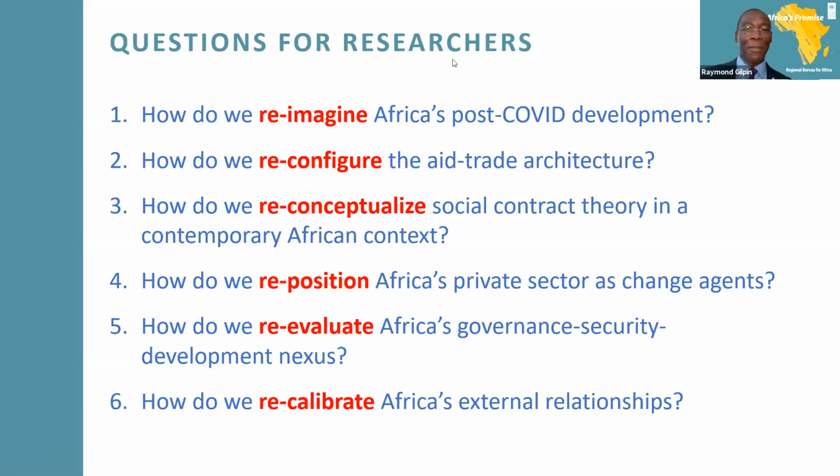challenged us. First of all, how do we reimagine Africa's development post-COVID in an environment where regional integration, regional trade is going to become more important than external trade? How do we reconfigure the aid and trade architecture so that African countries can trade their way out of challenges and not be perpetually aid dependent? How do we reconceptualize social contract theory, so that the taxes and the abilities of African governments are focused on rebuilding state-society relationships?